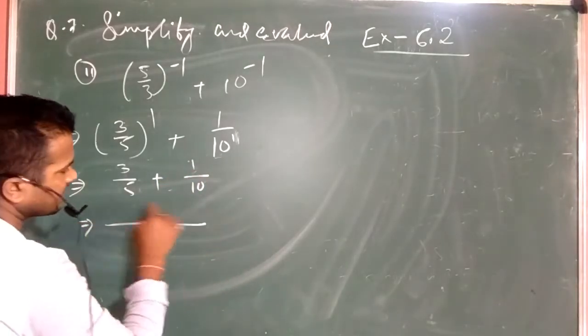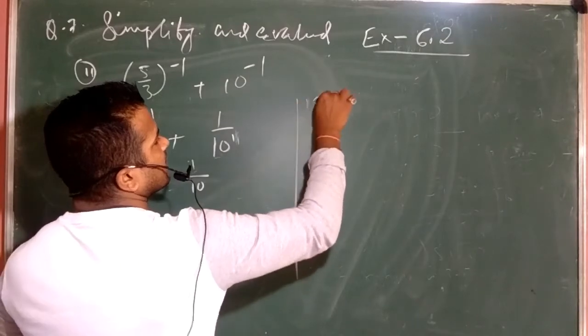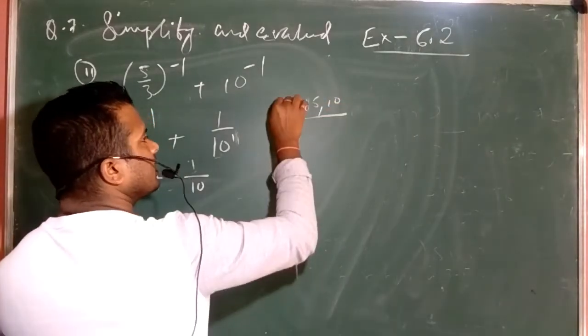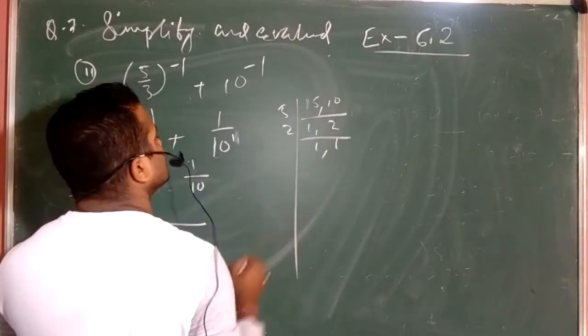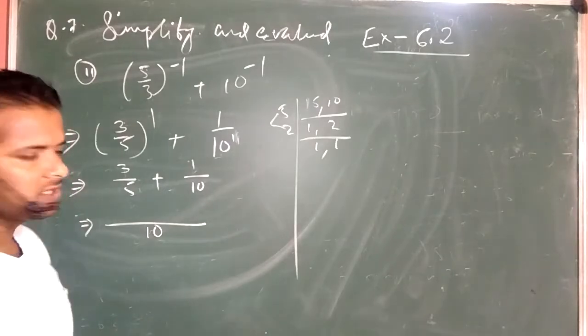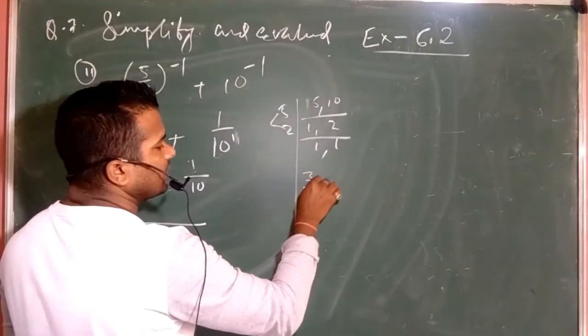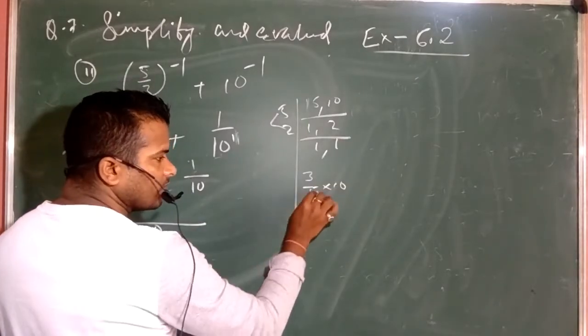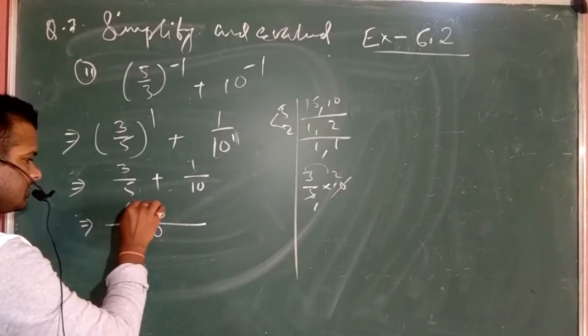That means we need to go for the LCM of 5 and 10. Let us take out the LCM of 5 and 10. If we take out the LCM of 5 and 10, we are getting 5 1s are 5 and 5 2s are 10. So LCM we have how much? 10. Now 3 by 5 into 10. So 5 1s are 5, 5 2s are 10. That means 3 2s are 6.